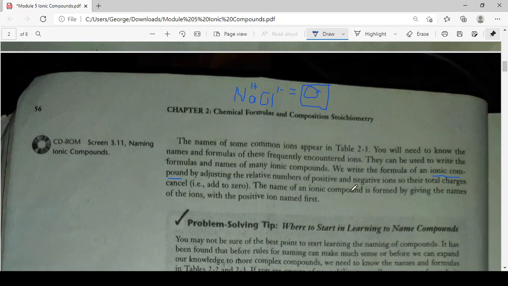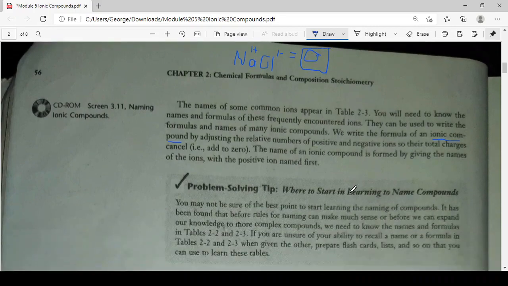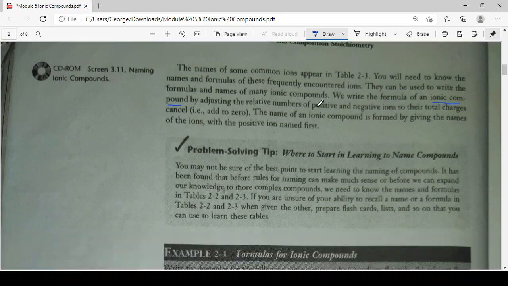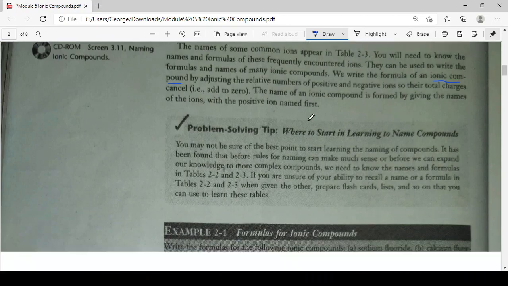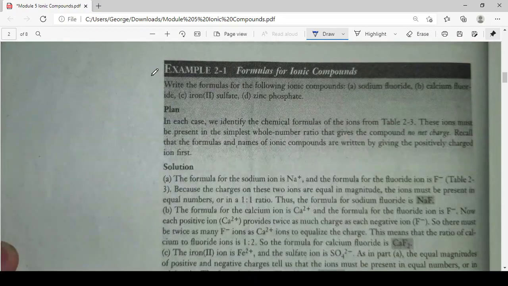The name of an ionic compound is formed by giving the names of the ions with the positive ion first. The positive charge always comes first before the negative. So the cation ions always come before the anions. Again, your cation ions are your positively charged ions and your anions are your negatively charged ions. Okay? So we have an example on how we name the formulas for each ionic compound. I will show you down below.